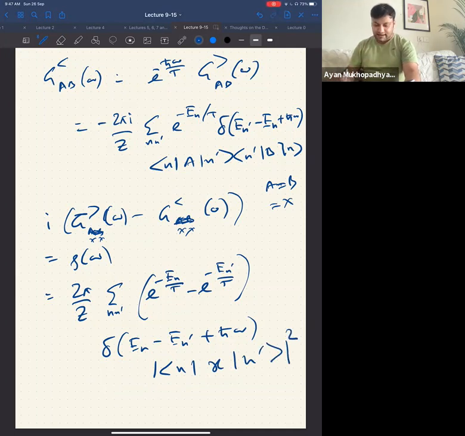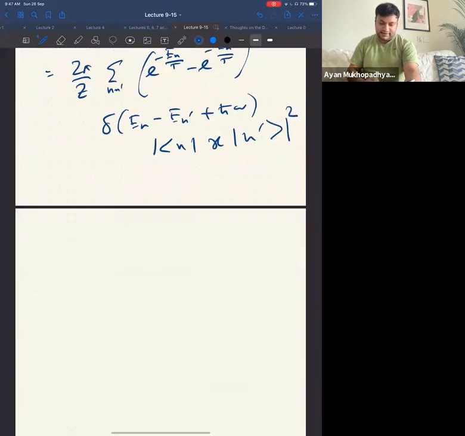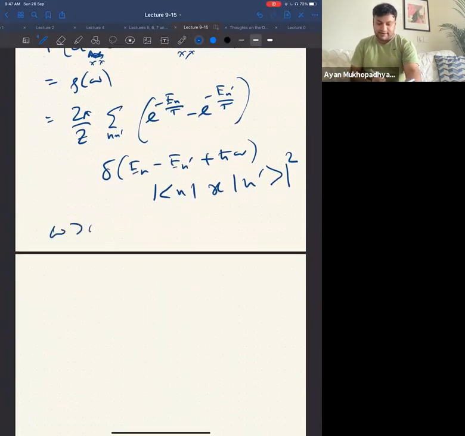This is positive. And one interesting thing you see that, suppose omega is greater than 0, right? If omega is greater than 0, then we get e to the power minus En by t minus e to the power minus, because of the delta function, we have En minus En prime, but En prime has to be equal to En plus h bar omega, by t, right? So this is what we get from here. And because omega is positive, this guy has to be greater than 0. This weight is greater than 0, right?